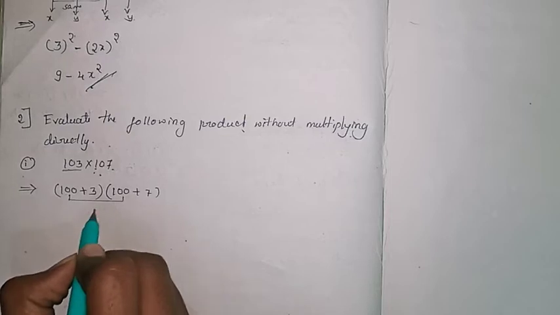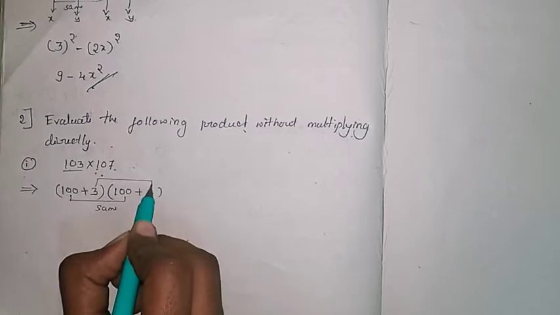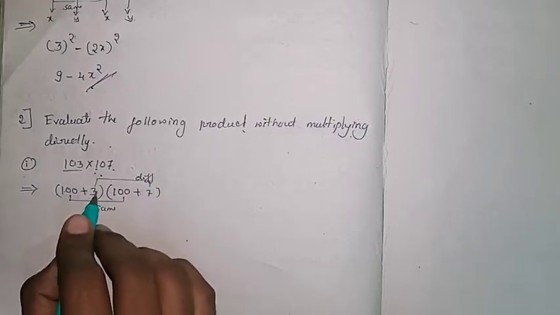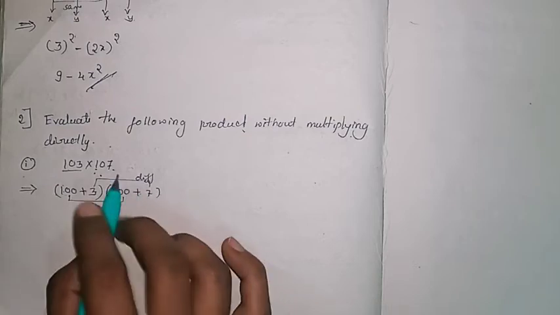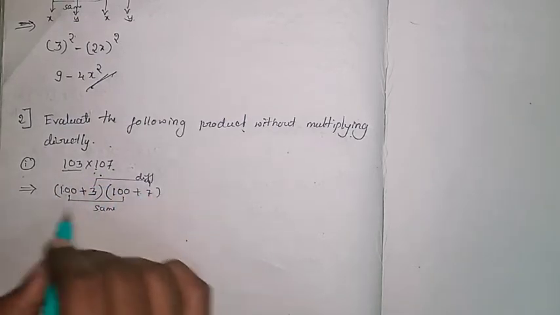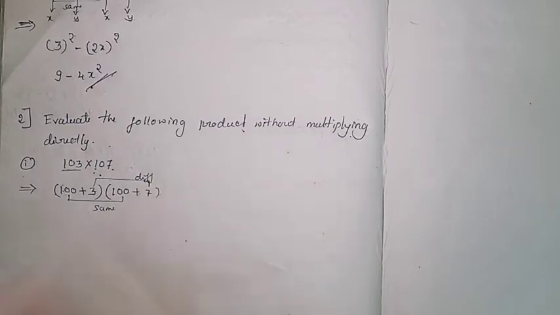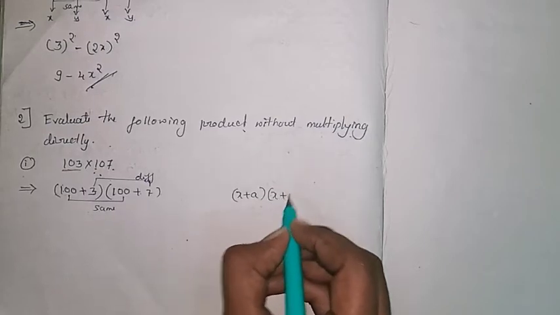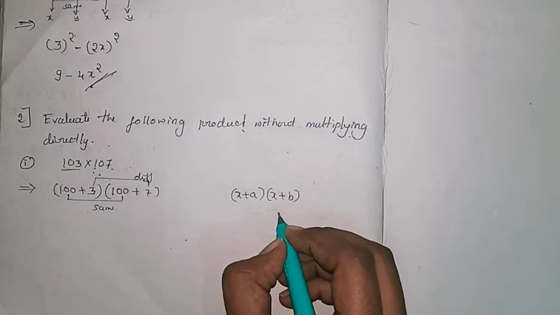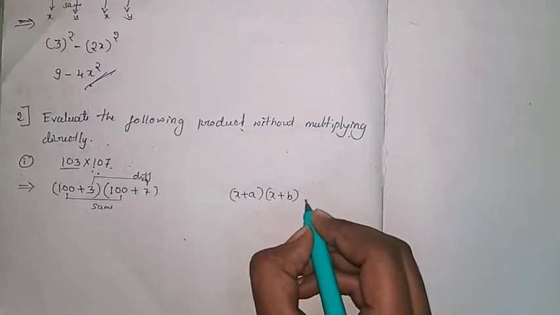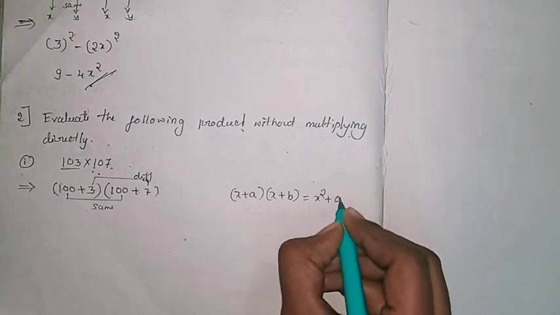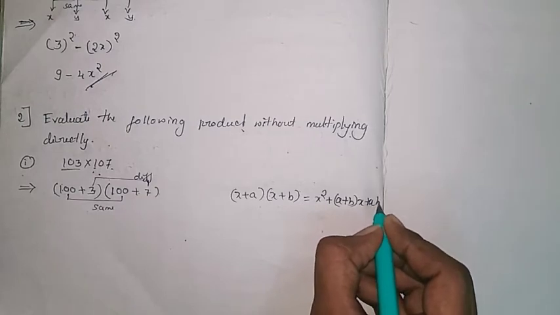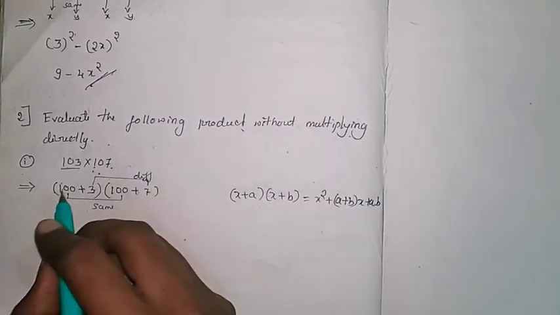Just check that the first term is the same here, the second terms are different, and the signs are positive. 100 plus 3 is 103, 100 plus 7 is 107. So both are the same. Is any identity similar here? We have studied (x plus a)(x plus b), where the formula is x square plus (a plus b) x plus ab. Did you study this identity? Is it similar to this one?